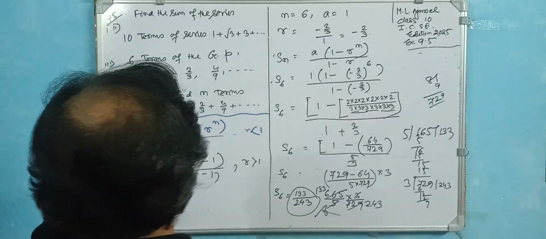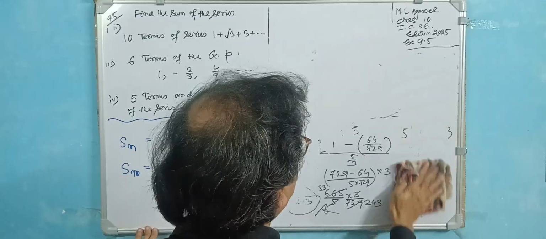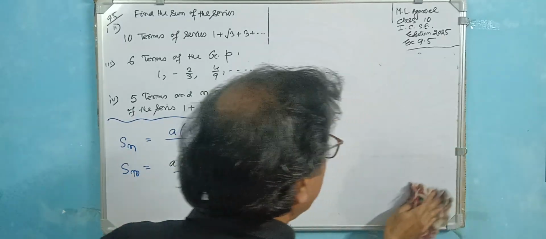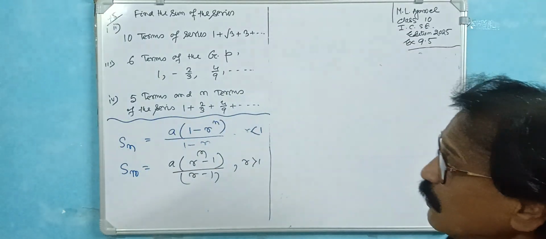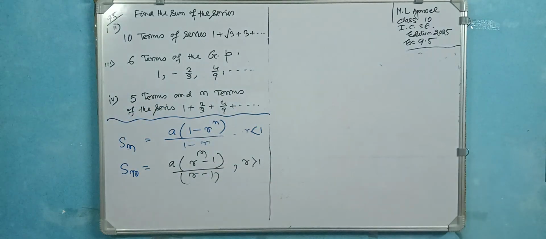Okay, now the last sum for today. The last term for today. This is an idea of the sum. Now I will gradually increase, in the next video, all the sums from the AP. Now the next sum, number 4.